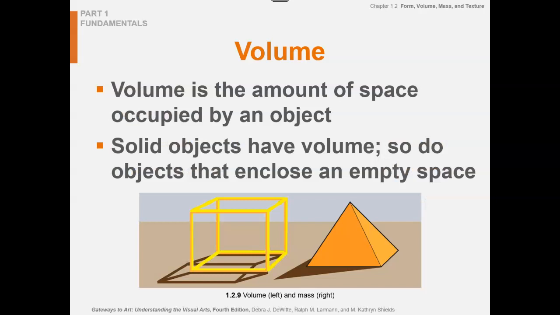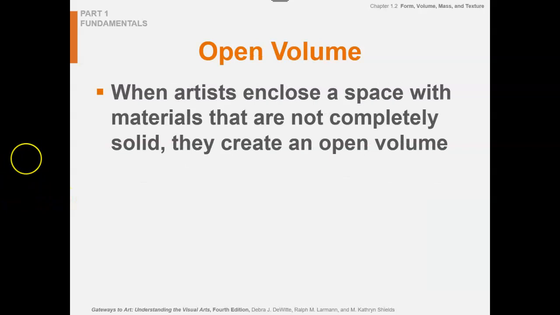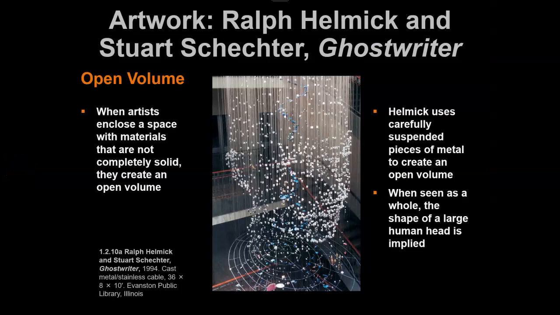Volume is the amount of space occupied by an object. Solid objects have volume. So do objects that enclose an empty space. They have volume as well. Open volume is when an artist encloses a space with material that is not completely solid. They're creating an open volume. This is an example of open volume, Ralph Helmick and Stuart Schechter's Ghostwriter. When the artist encloses this space, it's not completely solid, but they still create volume.